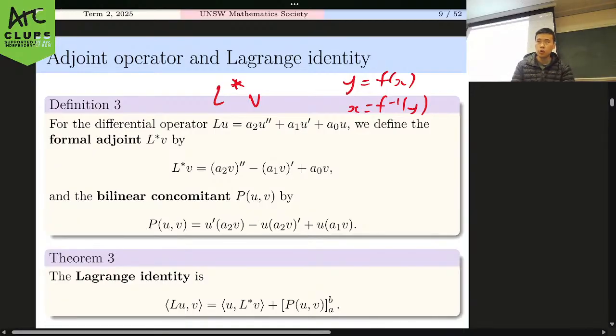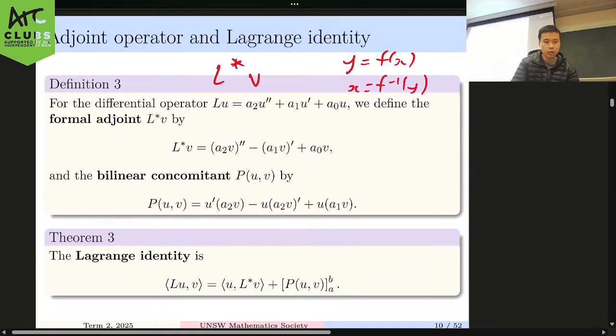And then what we're also going to define is the bilinear concomitant. We're going to define that as a function of u and v. It's equal to u dash a2 v minus u a2 v and then dash that, and then u a1 v. It's a little garbled here, but that's what we define the bilinear concomitant as.